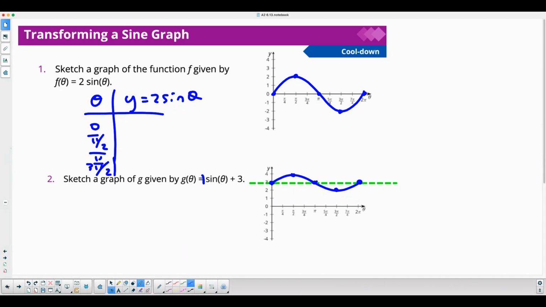All right, so that's it for the lesson. Hopefully you guys are good with amplitude and midline.